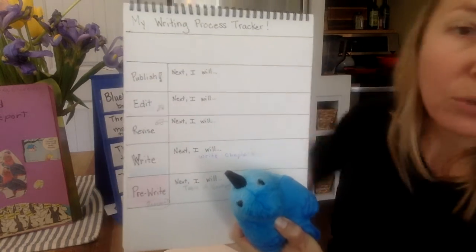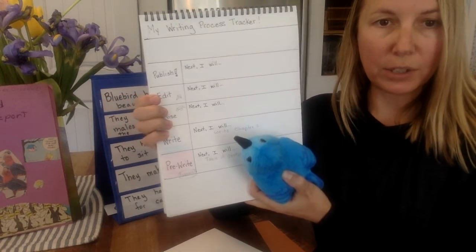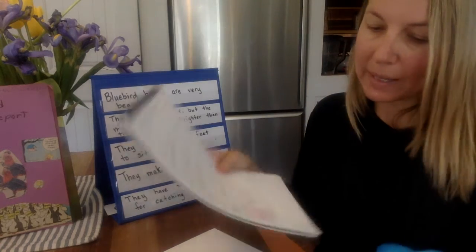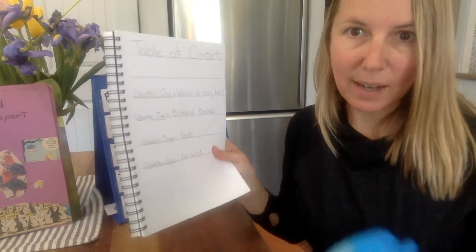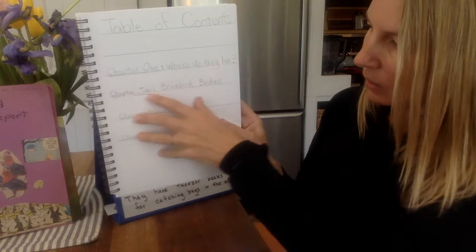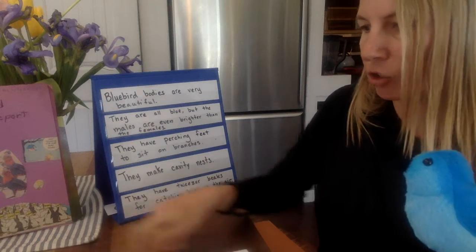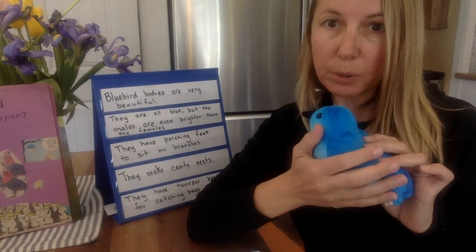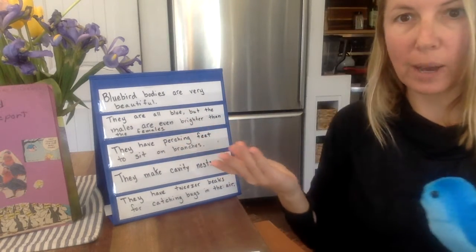Yesterday, after I did my writing, I set a goal for today, and I said, next, I will write chapter 2. So today, that's my job. I'm going to write chapter 2 of my bird book. So I need my table of contents right now because I want to keep track of what I decided I was going to do next. Because I had chapter 1, Where Do They Live? Chapter 2 said bluebird bodies. So I want to make sure my chapter 2 is all about what I know about the body of the bluebird. So again, I'm going to write another paragraph for my chapter 2.